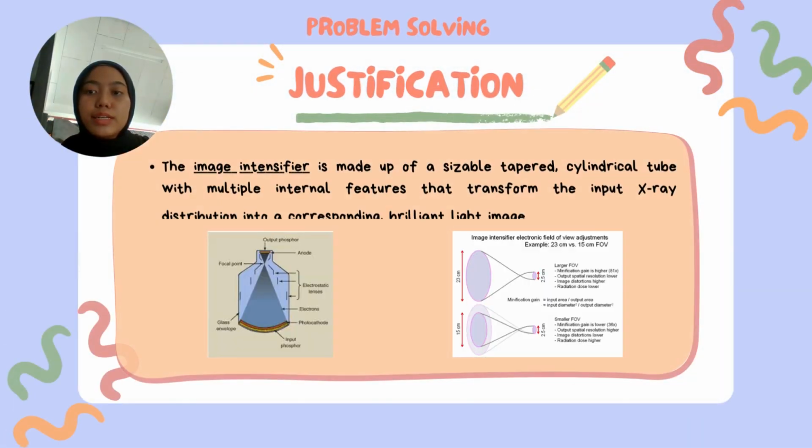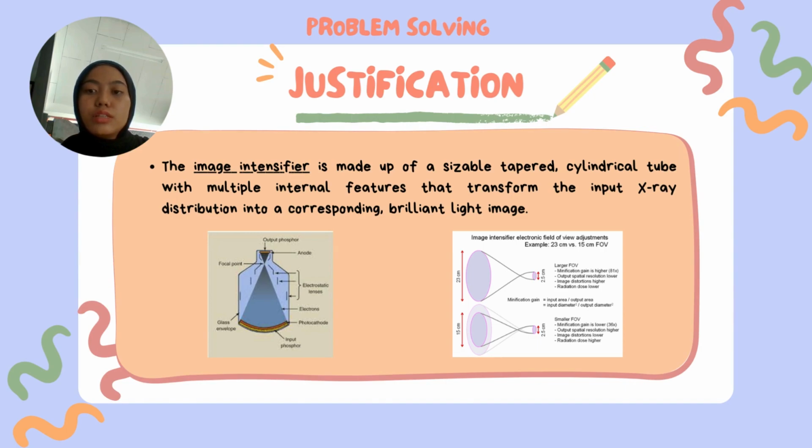As for a machine like X-ray, we can change the magnification in the image intensifier. The image intensifier is made up of a sizable tapered, cylindrical tube with multiple internal features that transform the input X-ray distribution into a corresponding brilliant light image. To achieve a smaller pixel, the focal point must be distant from the input phosphor to achieve a small magnification factor and achieve smaller FOV.